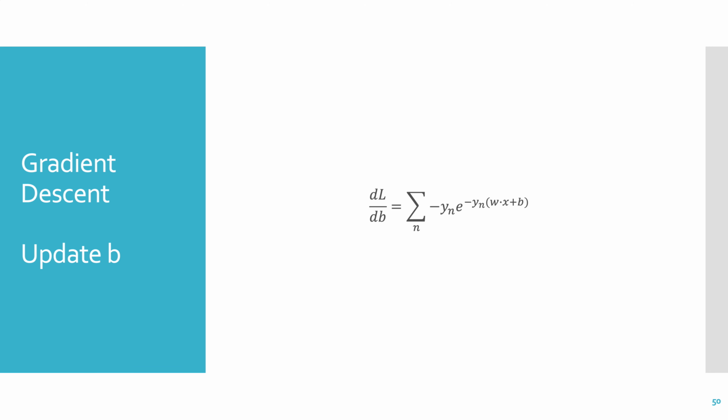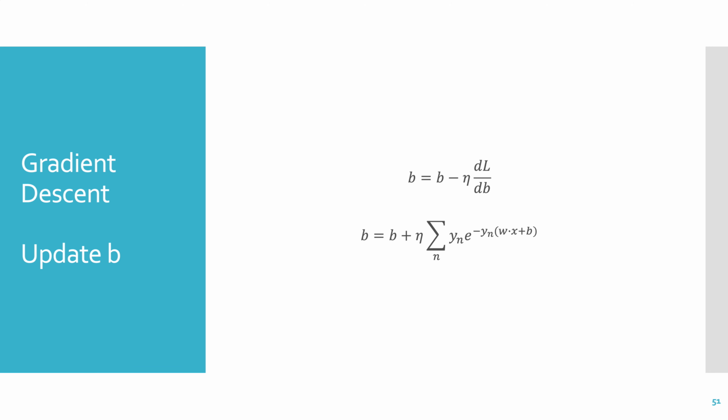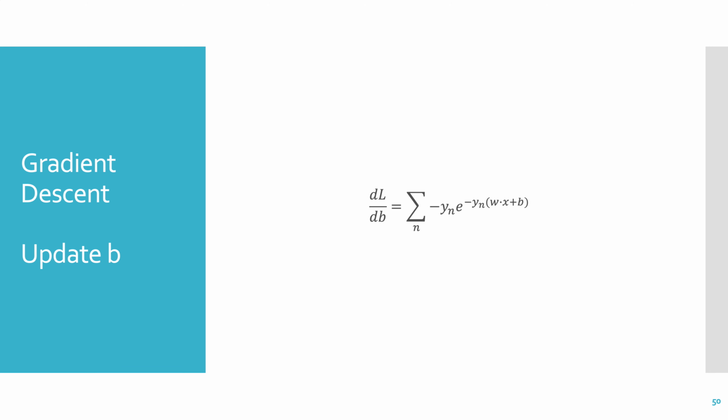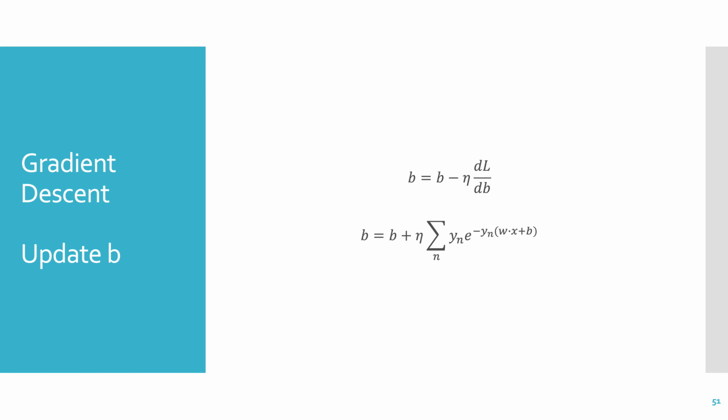Why? Because the derivative of negative yn (w dot xn plus b) with respect to b is just negative yn. So in the end, we have this. We take this equation and we use it to update b. So we take b equals b minus eta times dL db.